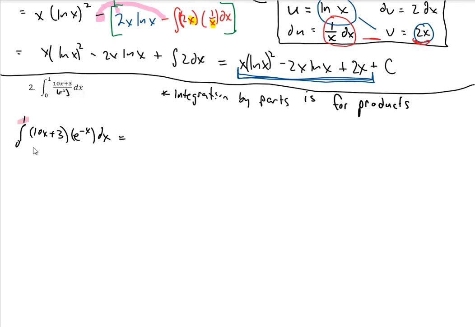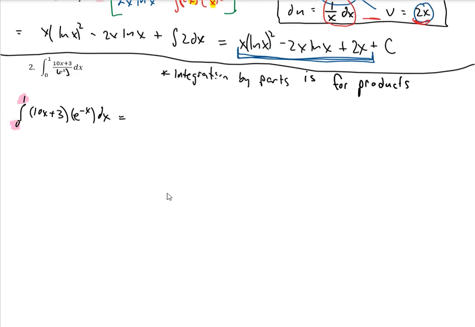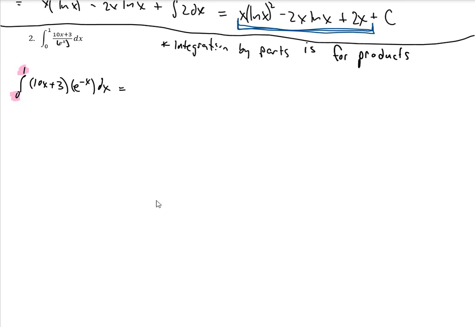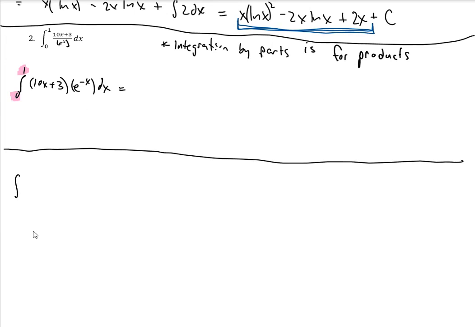I'm going to highlight these and say, hey, those numbers there are important. But let's save some space. And then let's just do the definite integral. So what I really want, let's give myself a little bit more room actually for this top portion. What I really want to do is just do the integral of 10x plus 3 times e to the negative x dx like that.